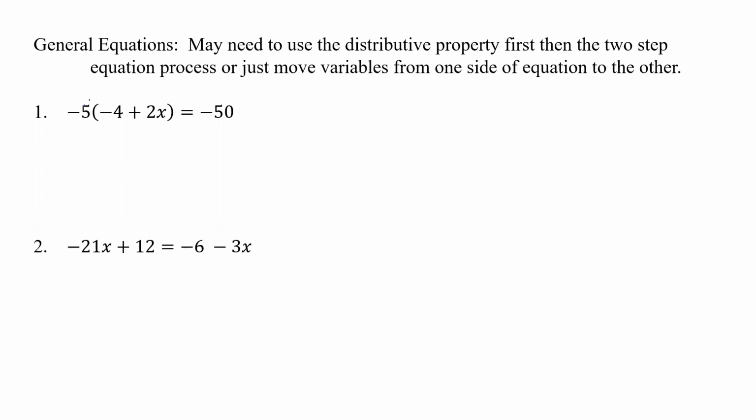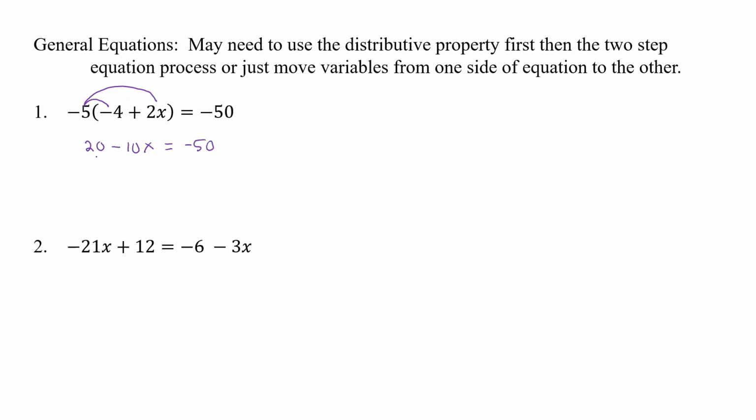The first one we're going to have to distribute. And remember, we're distributing the negative on both of these. So we have a negative 5 times a negative 4, which is going to be a positive 20. And negative 5 times a 2x is going to give us a negative 10x. And then that's equal to a negative 50.